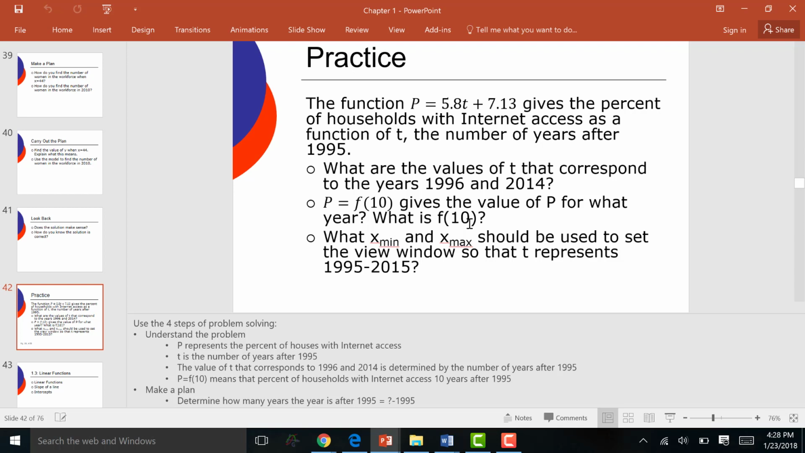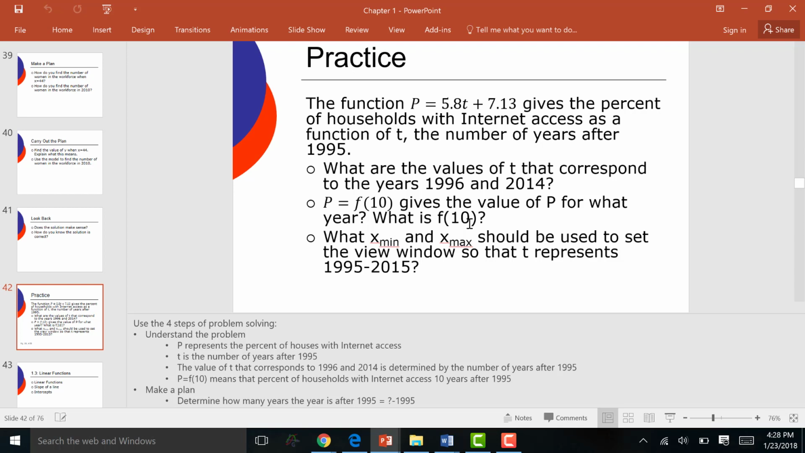Let's go ahead and look at that last bullet. The last bullet says for what X minimum, where you see min, it means minimum. What's the X minimum and the X maximum should be used to set the viewing window so you can see what T represents for 1995 to 2015. So it's saying, if you go to Desmos, what should you set your window for the X-axis to be for 1995 and 2015? Is it asking you for T values or percent values? T values. It wants to know for 1995 and 2015, what are the T values?